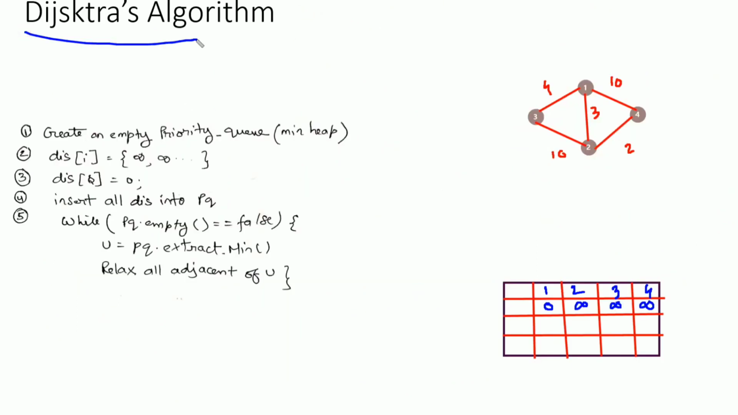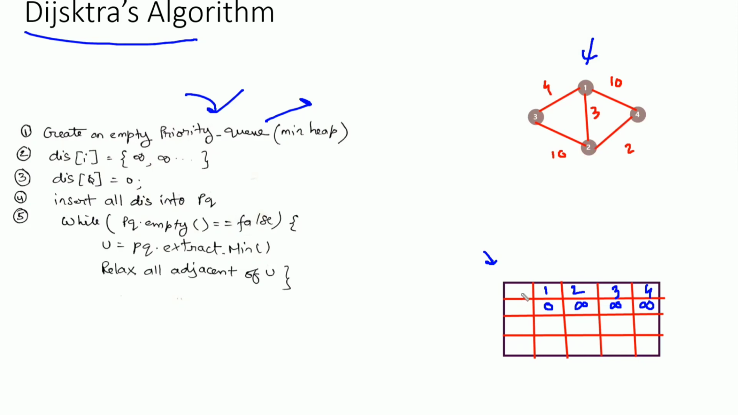In the algorithm, we'll be using a priority queue data structure, that is a minheap data structure, because at each step we need to extract the vertex having the minimum distance value. So the first step is to create a priority queue, which will be of pair type having the distance value and the vertex. In this graph there are four vertices, 1, 2, 3, 4. Suppose the source vertex is vertex 1, and from vertex 1 we need to find the shortest distance to all other vertices.